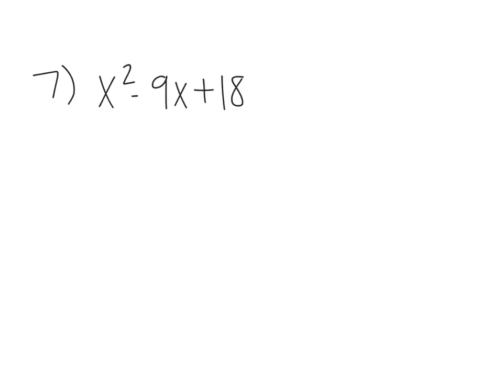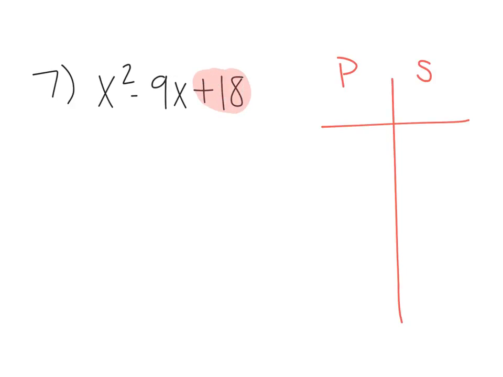So factoring. Problem 7 on your review says x squared minus 9x plus 18. Every single time we're making our product sum chart. The right side is our product, the left side is our sum. Our product in this case needs to be 18 because our product is always our last number. Product, remember, is a fancy word for multiply. So our multiply is 18. We need two numbers that add to give us negative 9.